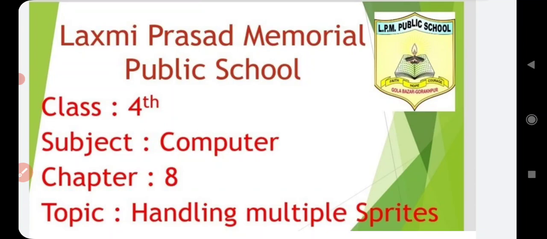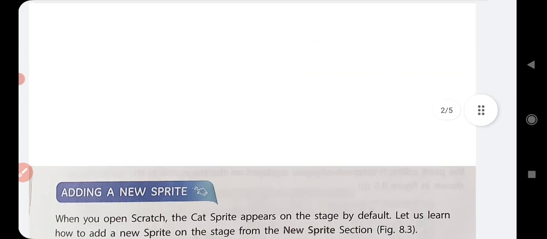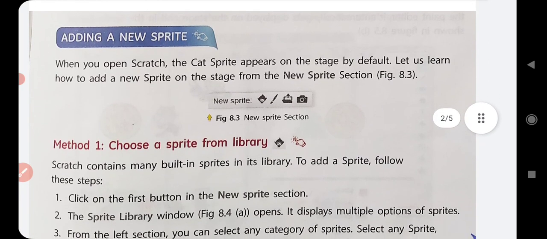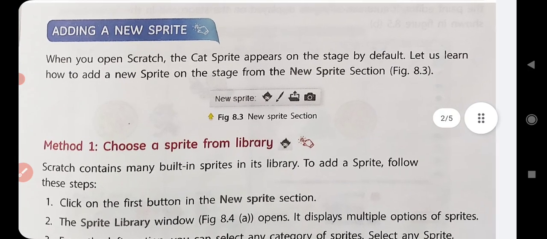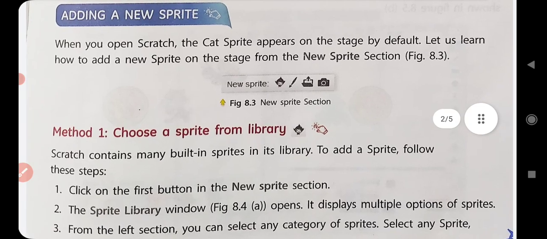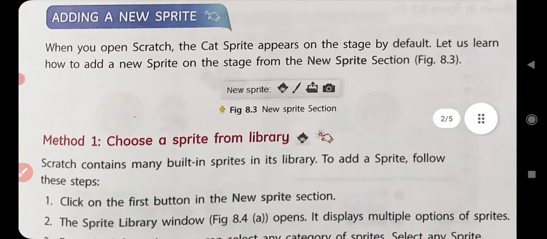How to add a new sprite. When you open Scratch, the cat sprite appears on the screen. Whenever we open Scratch on a computer monitor, the cat sprite appears on the stage by default. In the previous video I told you that whenever we open a Scratch window, a cat sprite always appears on the stage by default.